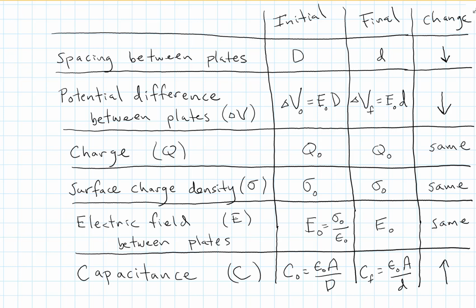We could store the same charge on this capacitor with the smaller distance between the plates as we could with the bigger one, but with a smaller delta V. A smaller battery would produce the same charge, so it must have a larger capacitance.